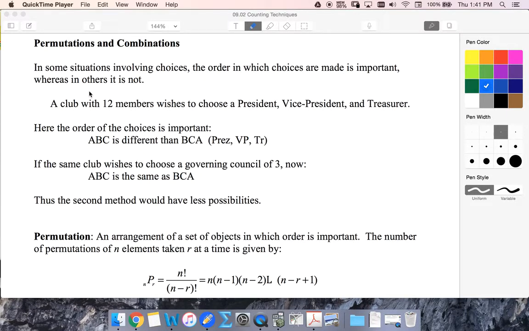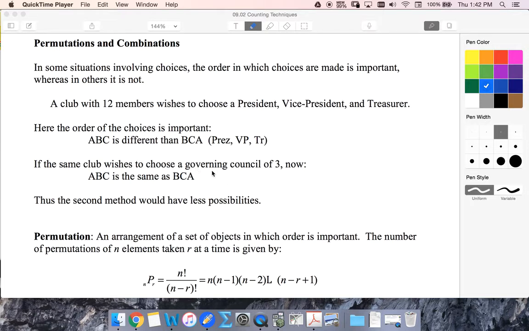Right, so now we're into permutations and combinations. So think about this, where we have situations involving choice, and sometimes the order is important and sometimes it's not. So if you have a 12-member club and you're choosing a president, vice president, and treasurer, those are different roles. So if you pick the first 3 students as president, vice president, and treasurer, that's different than picking the second, then the third, then the first.